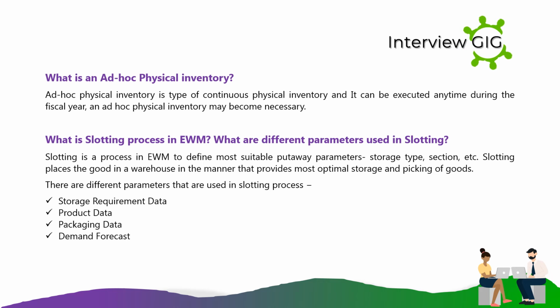What is the slotting process in EWM? What are different parameters used in slotting? Slotting is a process in EWM to define the most suitable put-away parameters such as storage type, section, etc. Slotting places the goods in a warehouse in the manner that provides the most optimal storage and picking of goods. There are different parameters that are used in the slotting process: storage requirement data, product data, packaging data, demand forecast.